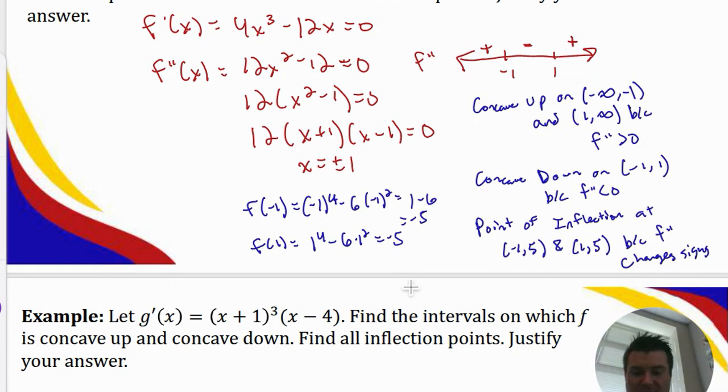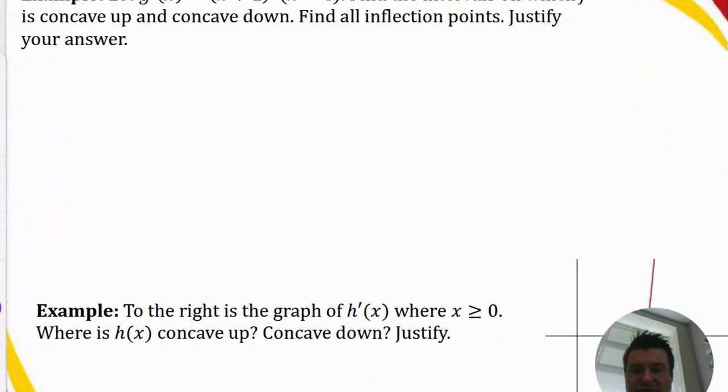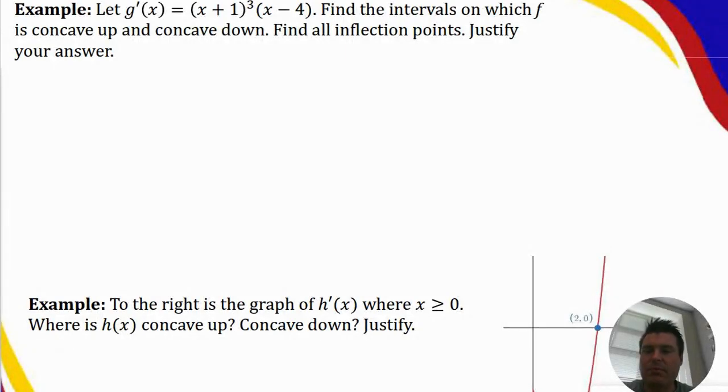All right, that's going to wrap up our first problem here, and let's go ahead and move on to the next one. In this problem, we are given g prime, a polynomial function. Find the intervals in which we're concave up and down, and find all inflection points. I'm going to say just the x values, so find all x values, because we can't find the actual values since we don't have g.